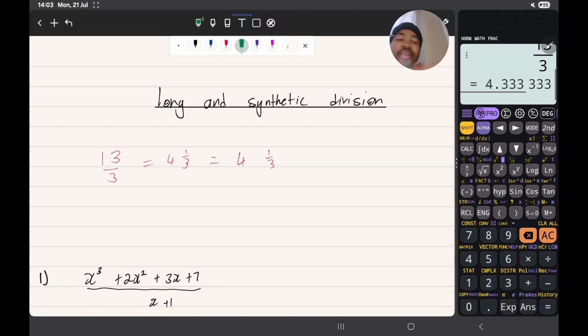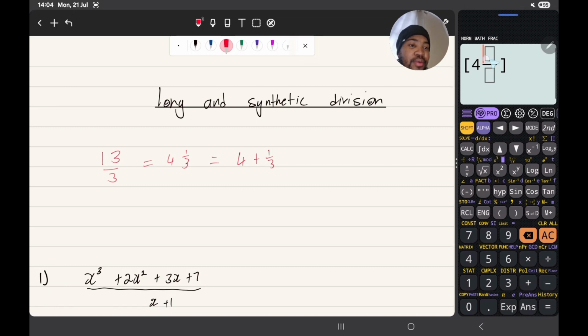So with that, let me show you something. It's exactly 4 plus 1 over 3. I just forgot the plus, but these two things are exactly the same. Let me show you. 4 plus 1 over 3, you see, you're still getting 13 over 3. Exactly the same thing, 13 over 3.